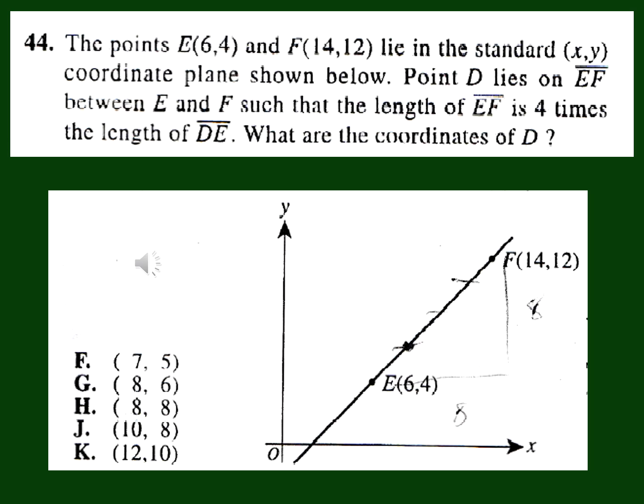Now we get to 44, the next to last one on this section of the test. It says the points E, which is 6, 4, and F, which is 14, 12, lie in the standard xy coordinate plane shown below. Point D lies on EF between E and F such that the length of EF is 4 times the length of DE. What are the coordinates of D? We have that it could be 7, 5, 8, 6, 8, 8, 10, 8, and 12, 10.